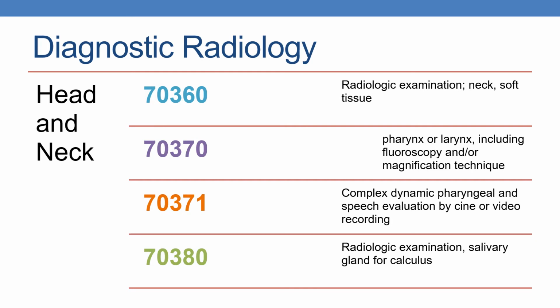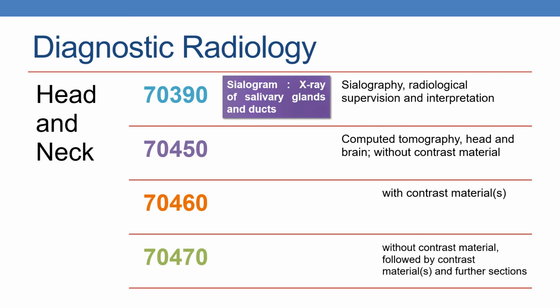The next is 70380, radiological examination of salivary gland for calculus. The next CPT is 70390, sialography, radiological supervision and interpretation. Sialogram is nothing but X-ray of salivary gland and ducts. Next is 70450, computed tomography, head and brain without contrast.